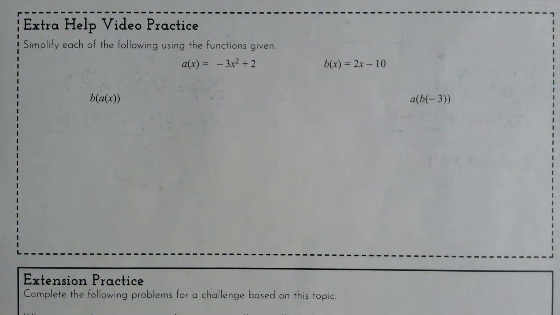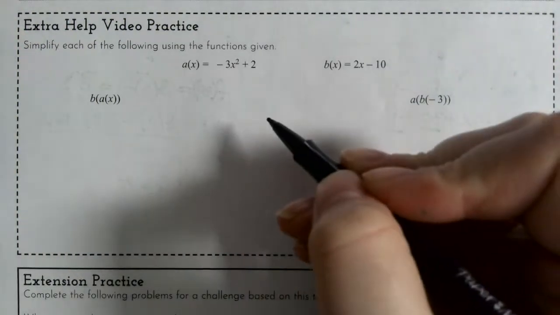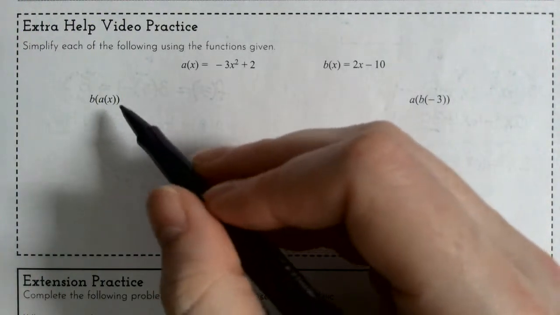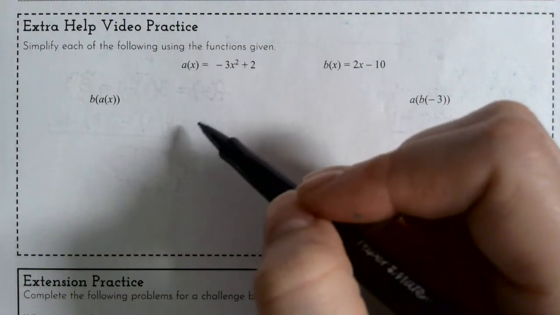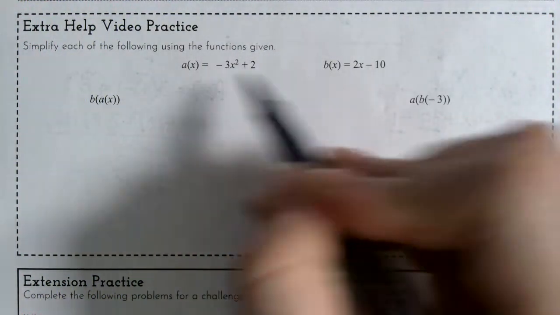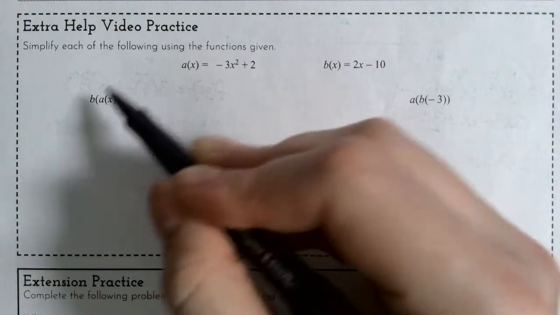Hello, in this video we're going to go through the extra help for 633, but this is part 2. So in part 2 we learned about composite functions where we can compose one function into another, and in this case we're given functions a and b and we're asked to find two things.